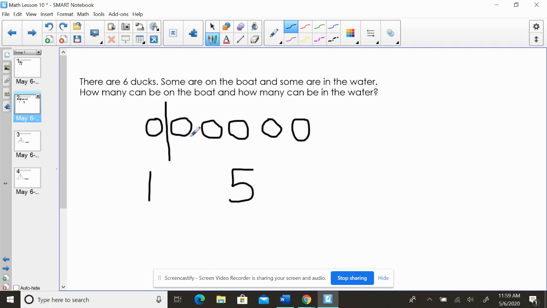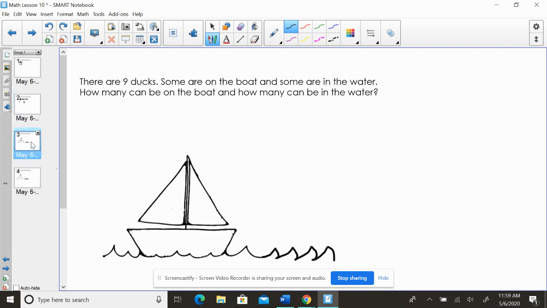So we know that 1 and 5 make 6. Good job, boys and girls. Now the next one is going to give us a picture, and sometimes when we do these problems, we may have a blank sheet of paper or we may have a picture that goes along with it. Now in the picture you will see the boat and you will see the water. And now we're going to show our work in a different way.